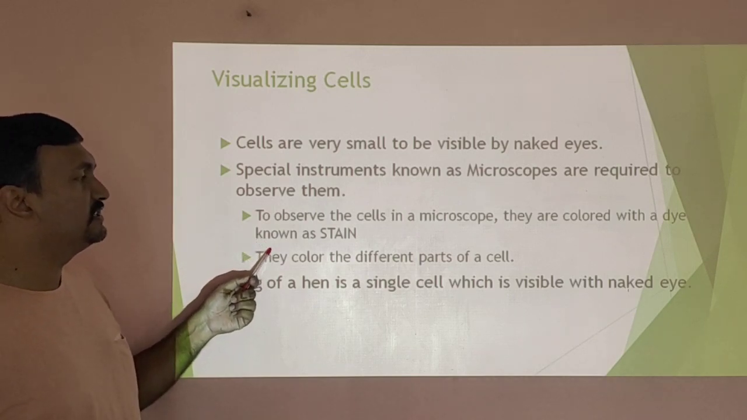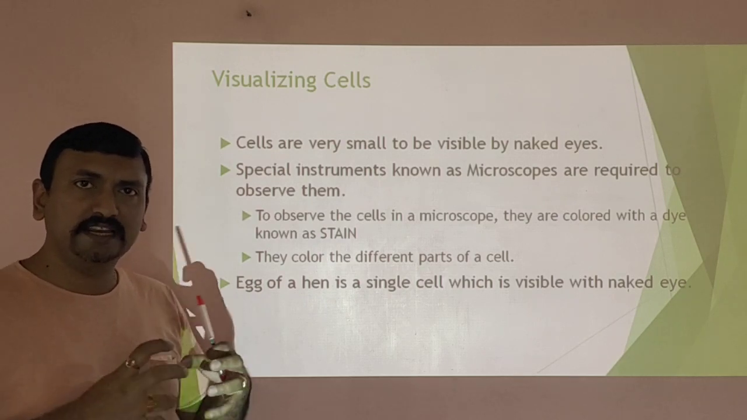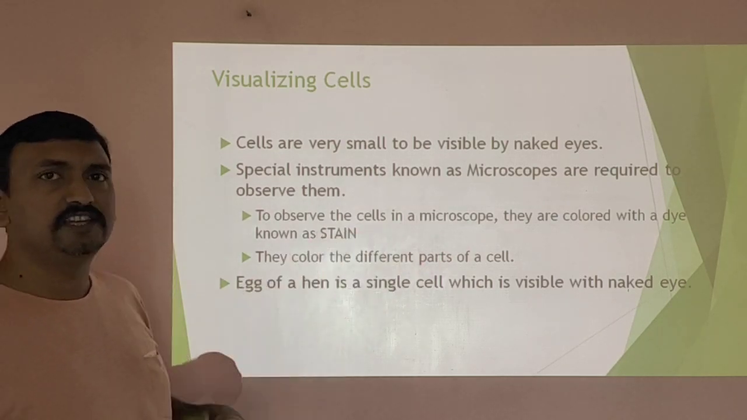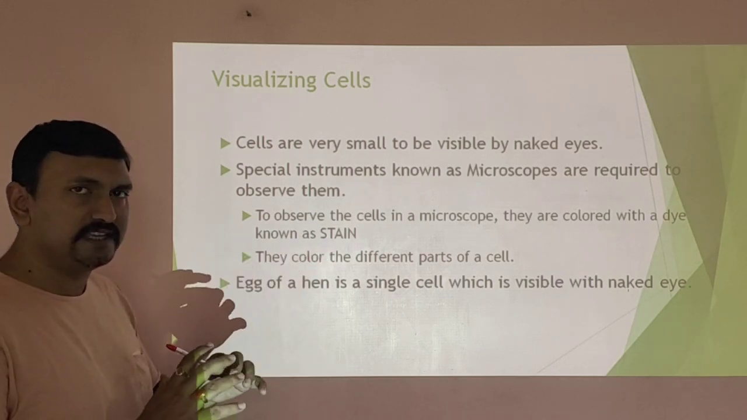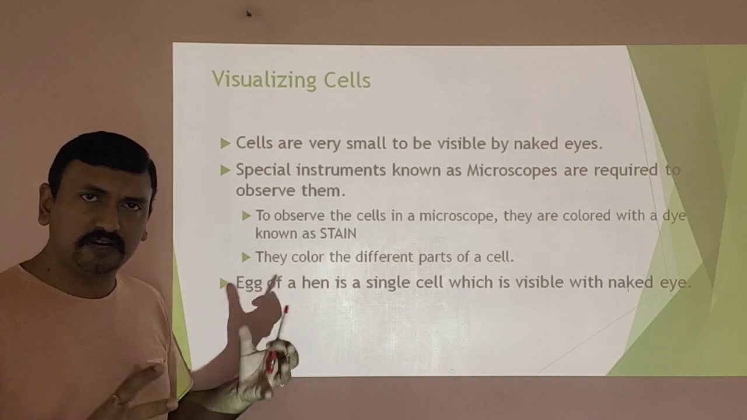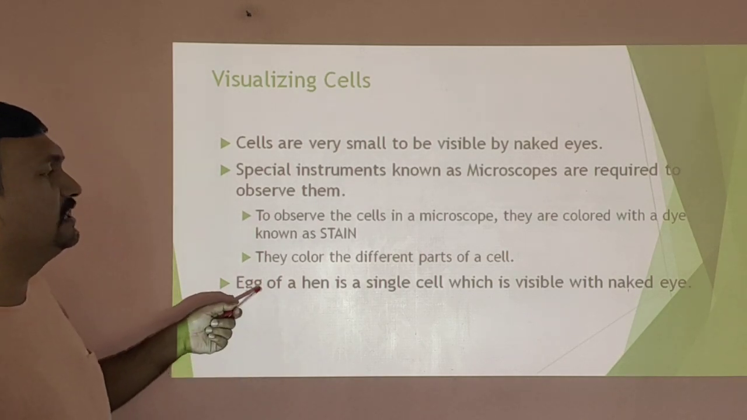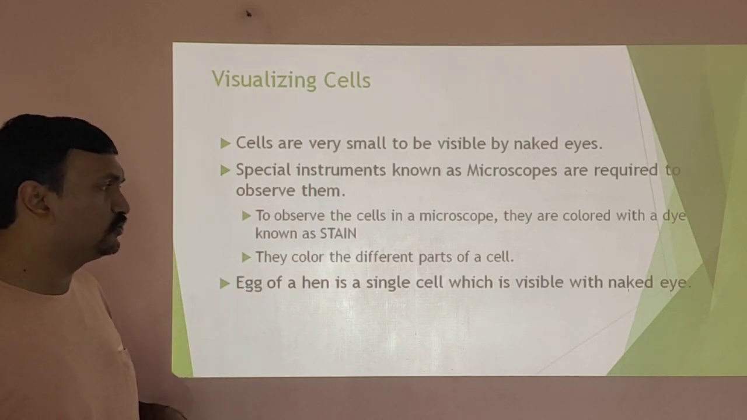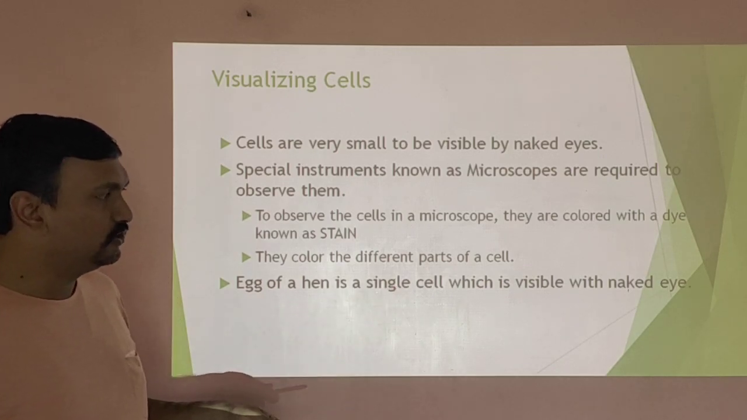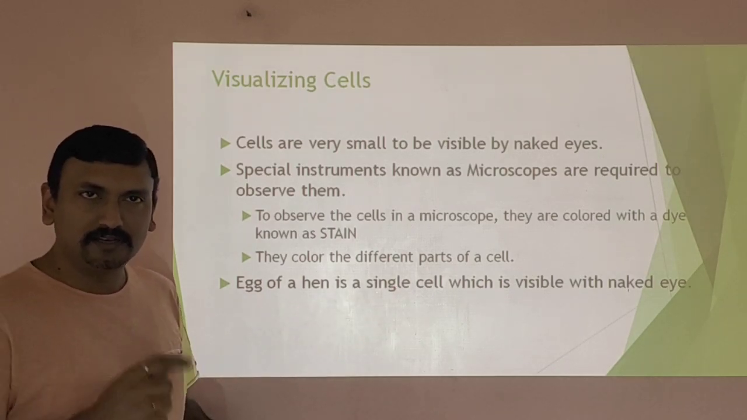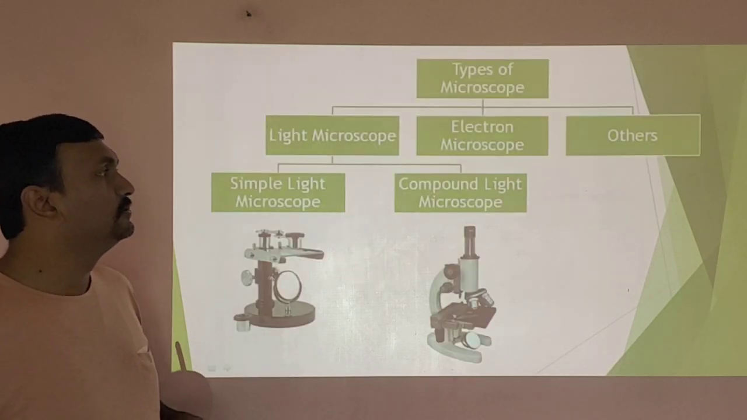Now to observe these cells you need to color them. There are special chemicals that you use, some dyes that you use to color the cells, and they are called stain. When you put the stain, the cells get colored differently, the different parts can get different intensity of color, and then you can easily observe them under the microscope. I will show you some pictures later on. The egg of a hen is a single cell which is visible with the naked eye, but not all cells. These are some specialized cells which are large cells.